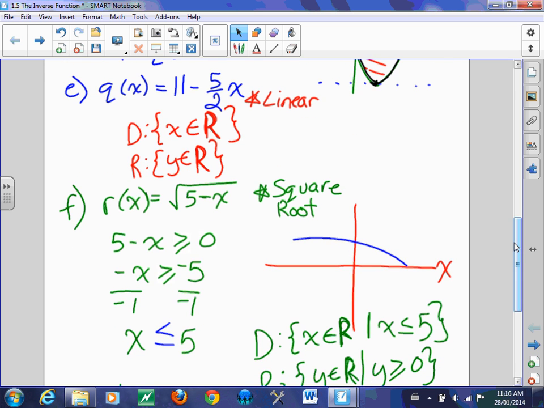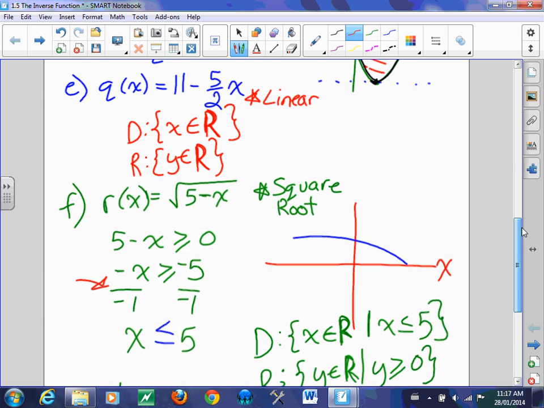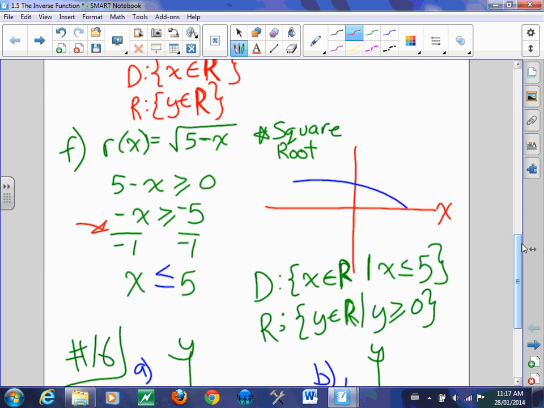Now, ladies and gentlemen, this is a tricky one. I want to stop and make sure we know this. This is written funny under the square root. What you notice, folks, is that the x is negative. And when you've got a negative value in your inequality, i.e., when you divide by a negative, you have to flip the inequality sign. So whenever you divide or multiply an inequality by a negative, you have to flip the sign. So we should probably write that in.